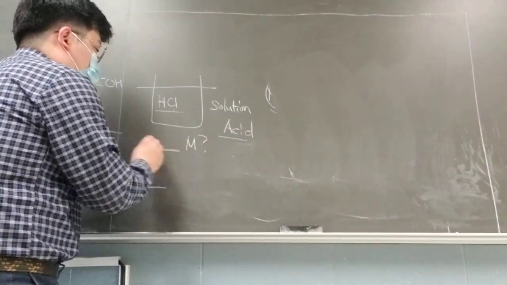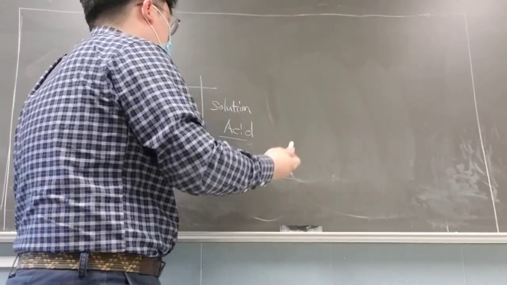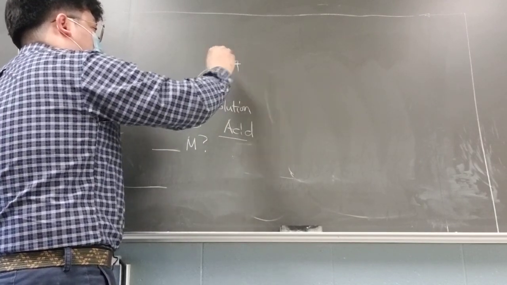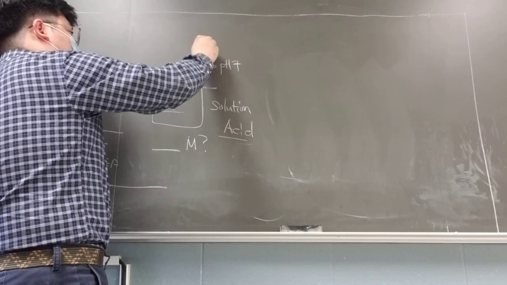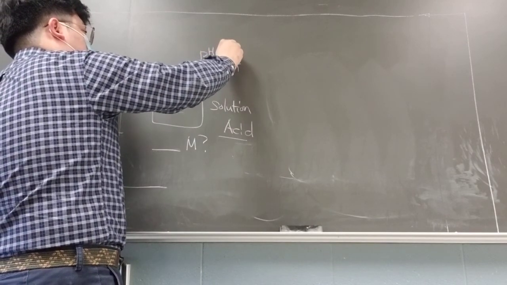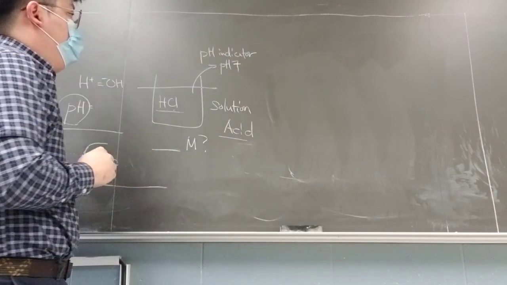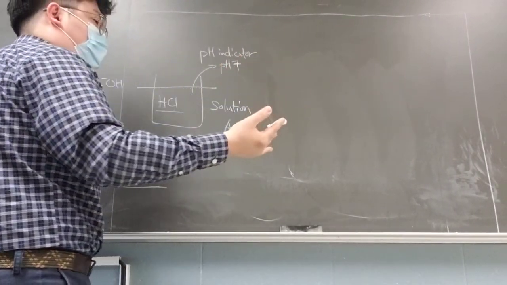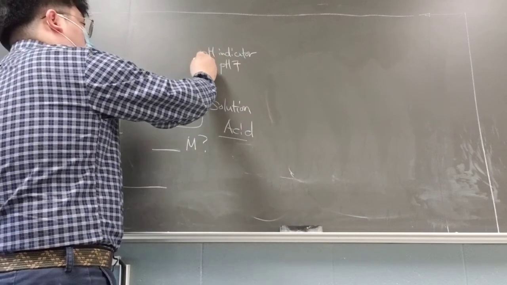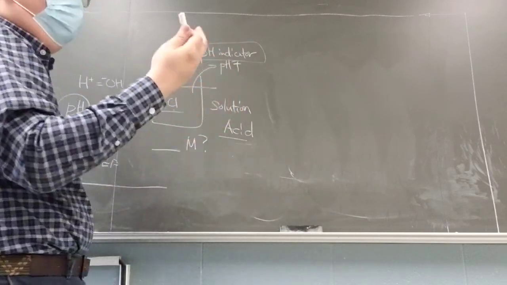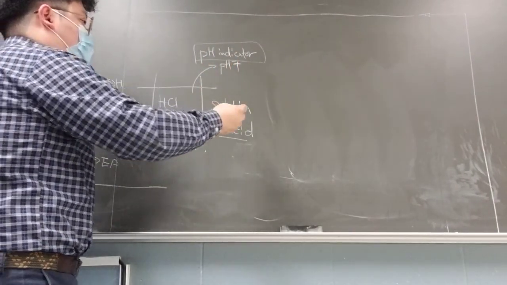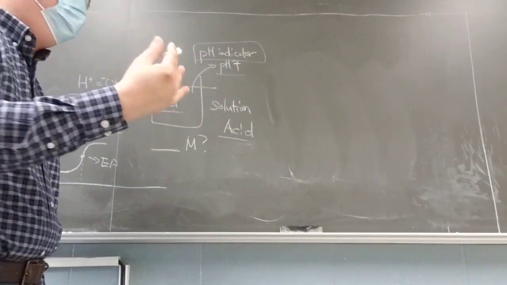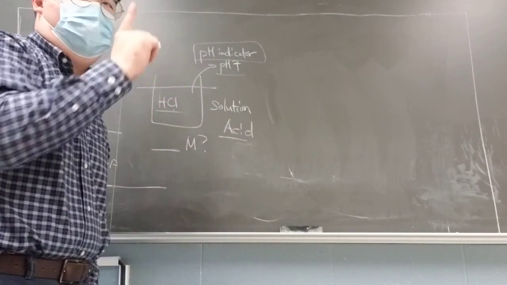We don't know the concentration of this one, but we can always find out when it hits nearby 7. If you use some pH indicator that shows you the change in color, you can use phenolphthalein or methyl orange. You can have some pH indicator that turns the color of your mixture. Then you can say, when it turns the color of the mixture, this one just passed the 7.